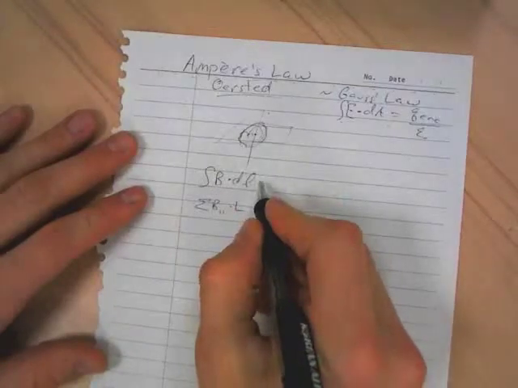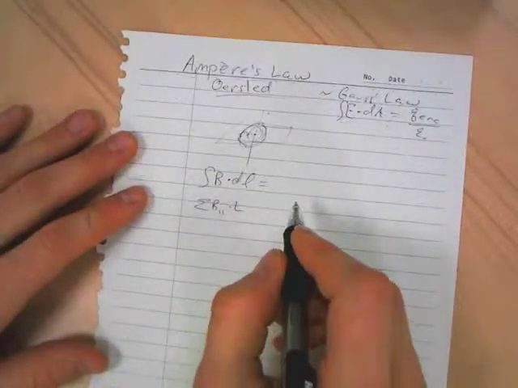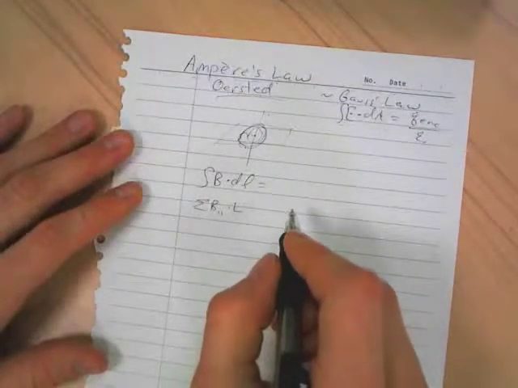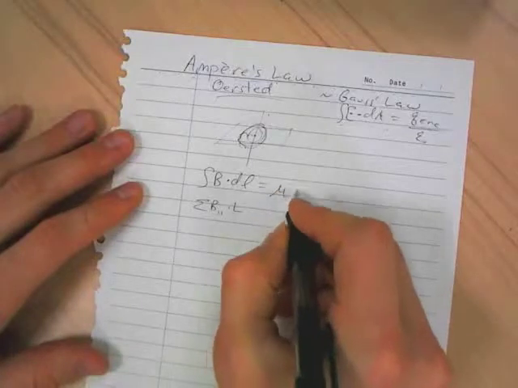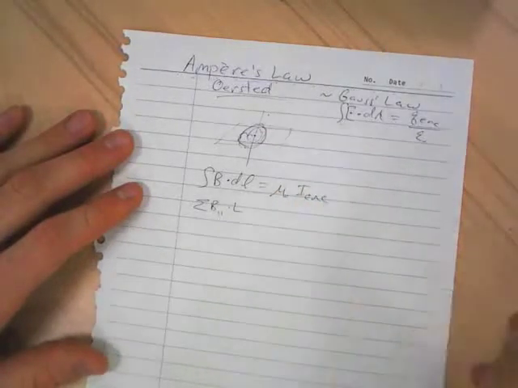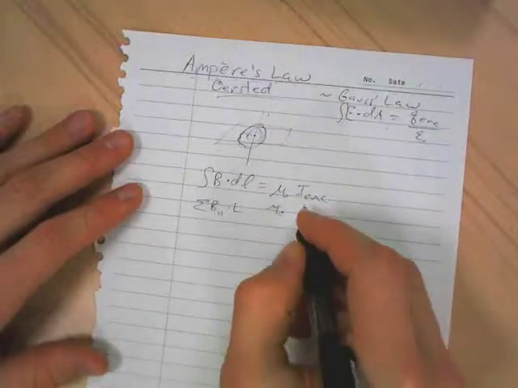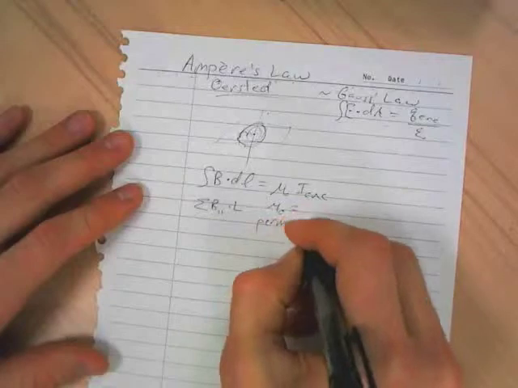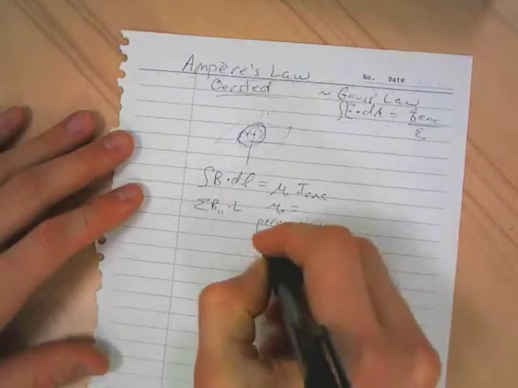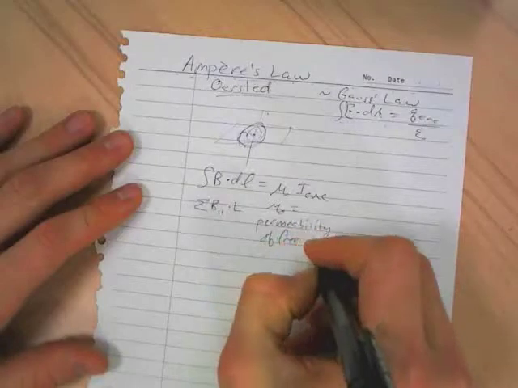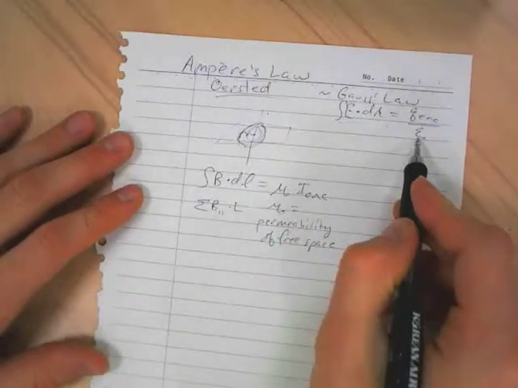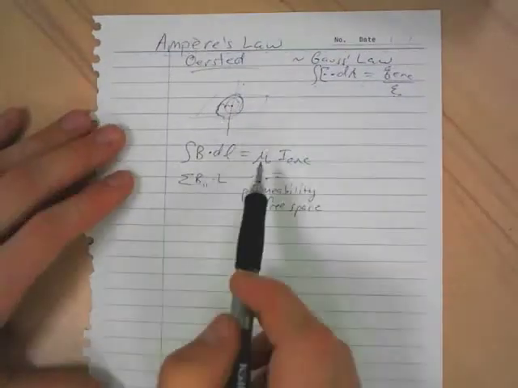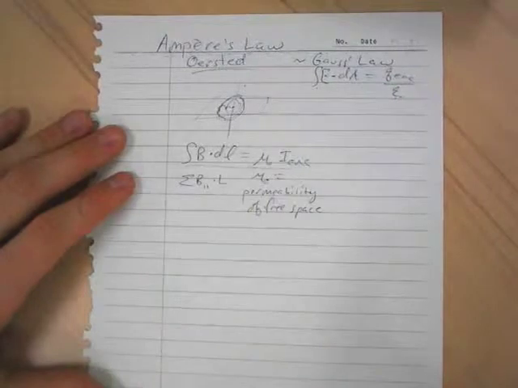And Ampere's law says that's equal to mu naught, which is another constant, times the enclosed current. Mu naught is called the permeability of free space. Epsilon naught was the permittivity of free space. Mu naught is the permeability of free space, and it's essentially defined by this relationship right here.